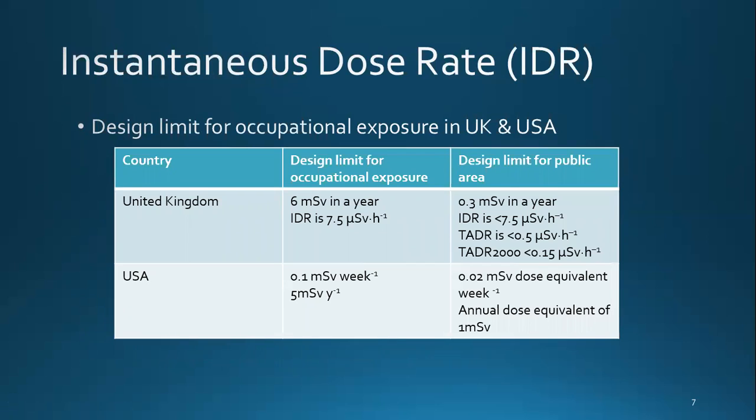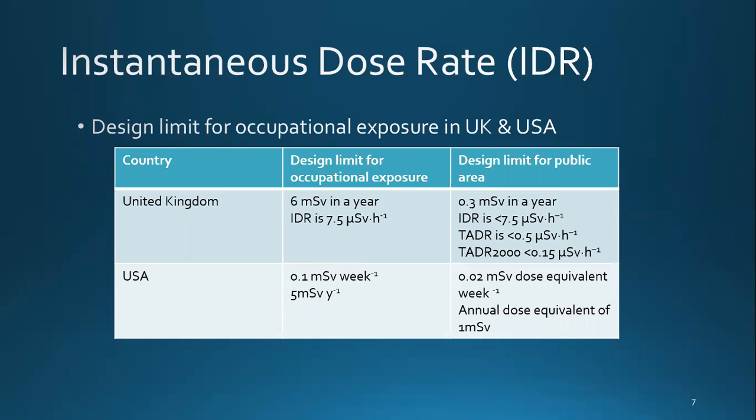Let us look at some of the instantaneous dose rate limits that are used by the US and UK. The USA actually doesn't go by the instantaneous dose rate or TADR, but they do use it in their calculation. If you look at NCRP 151, in the examples they have used the TADR, but normally when defining the goal for shielding barrier thickness estimation, they don't use the TADR. But in the United Kingdom, they do use it.